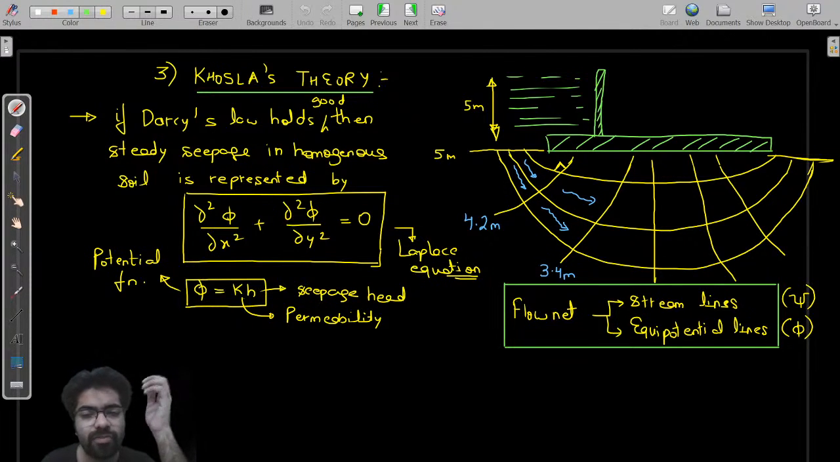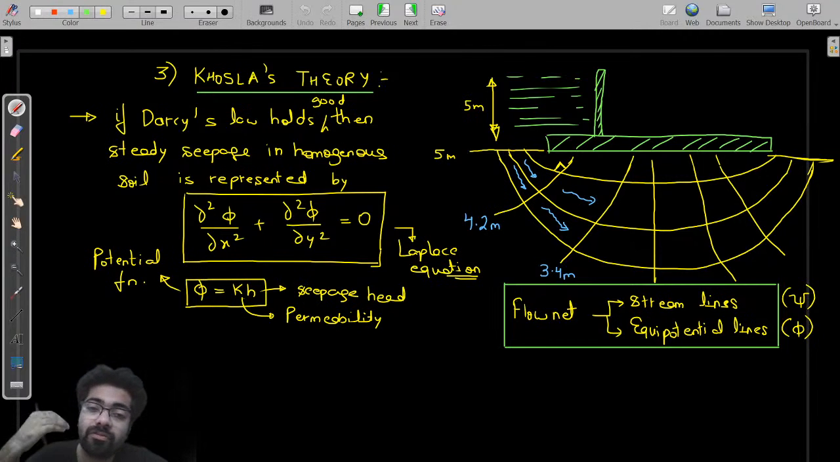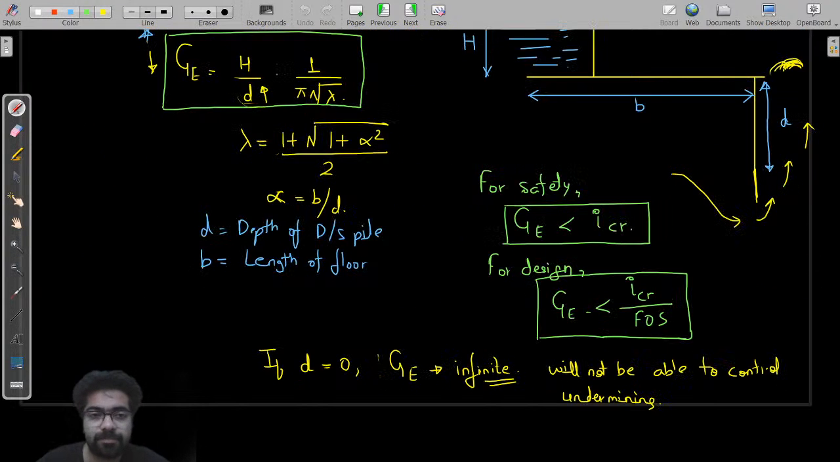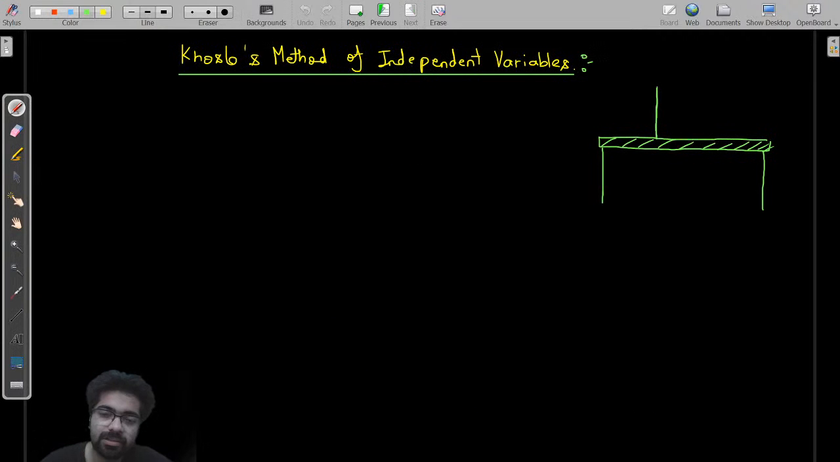More the head, so obviously potential will be more. If the head difference is more between two lines, then obviously potential function, or you can say water going from high head to low head, is also more. Okay, yes sir. See here. So he divided this weir into small sections. Or you can say in this method, a composite weir or composite barrage is split up into a number of simple standard forms.